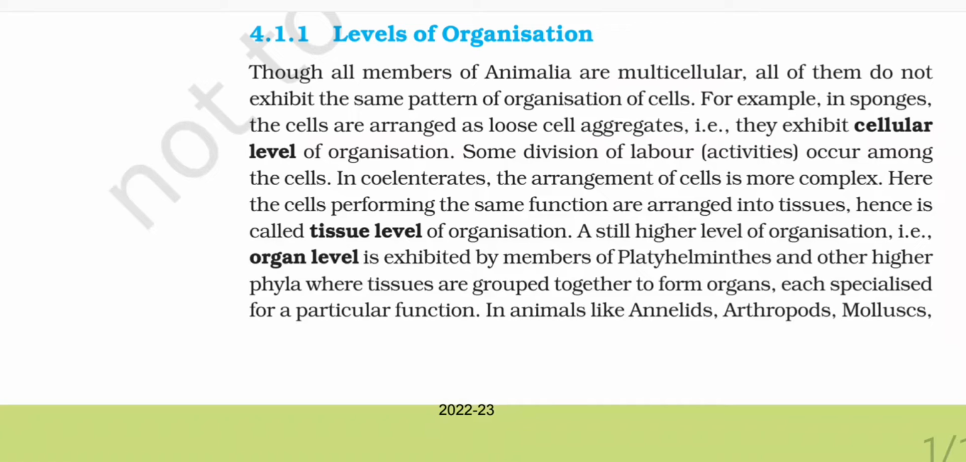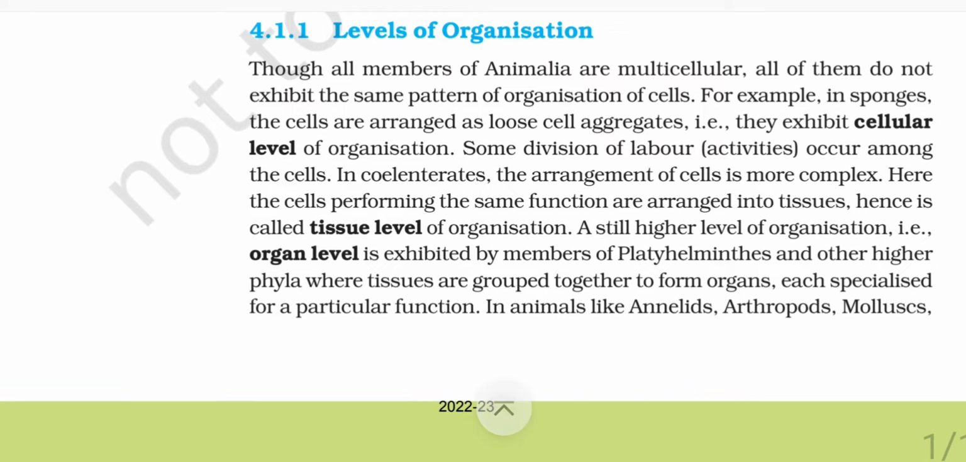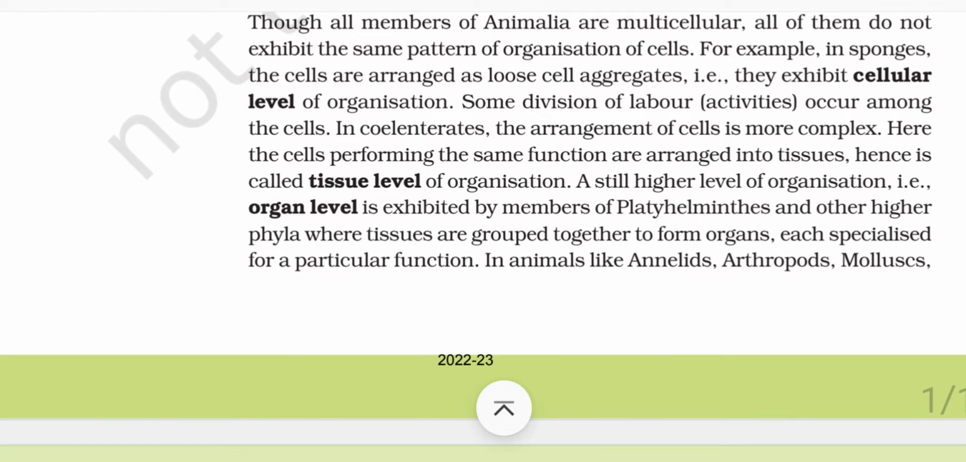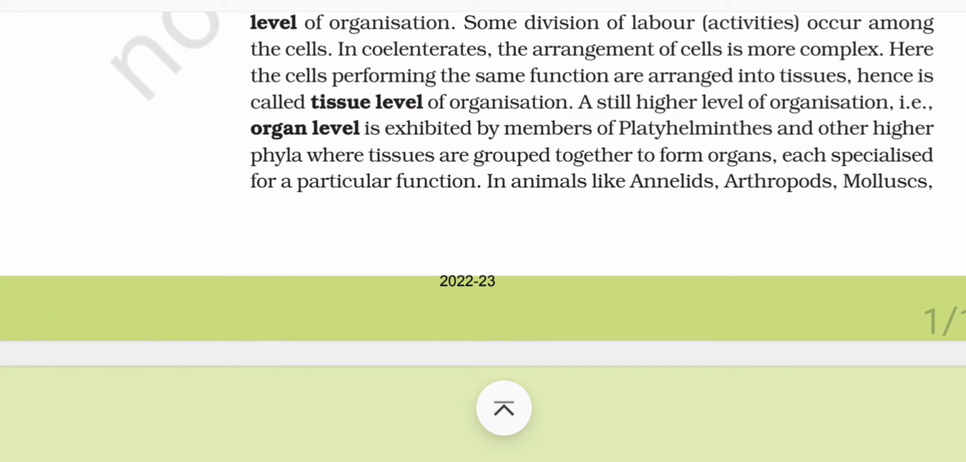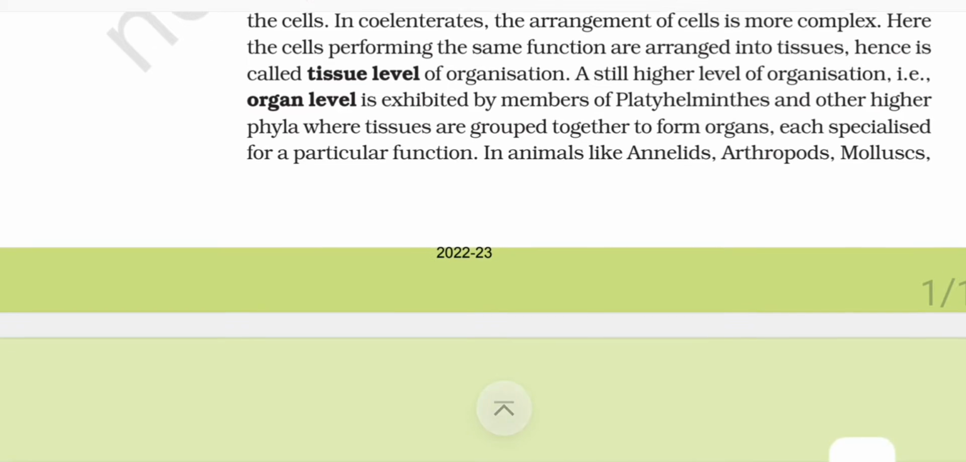In coelenterates, the arrangement of cells is more complex. Here, the cells performing the same function are arranged into tissues. Hence, it is called tissue level of organization. A still higher level of organization, that is organ level, is exhibited by members of Platyhelminthes and other higher phyla, where tissues are grouped together to form organs, each specialized for a particular function.